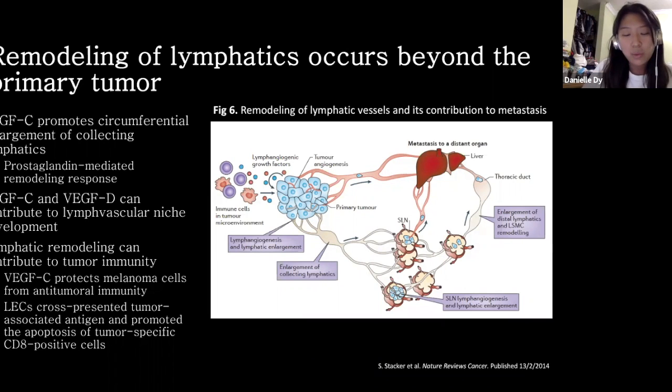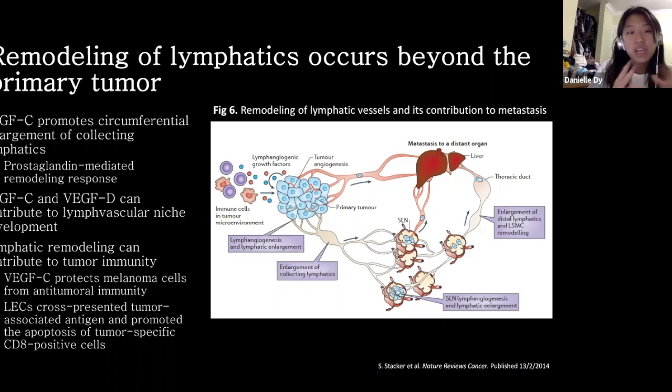The second way in which remodeling can occur is that we encounter what's called the lymphovascular niche. Lymphovascular niche is a term used to refer to the expansion of the lymphatic network in the draining lymph nodes. So within the lymph nodes themselves, there is an increase in the density of lymphatic vessels present, and that in itself will also facilitate an increase in the transport of those tumor cells.